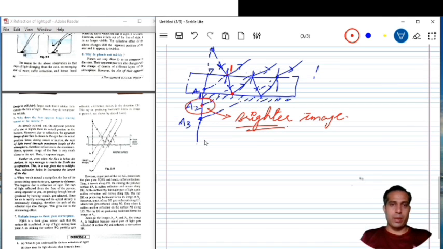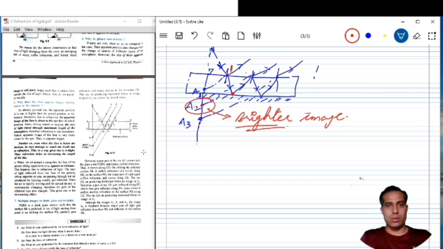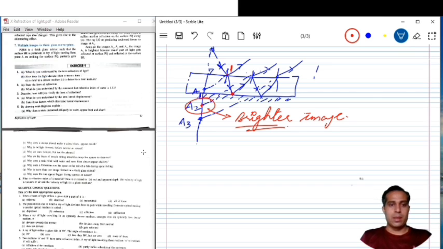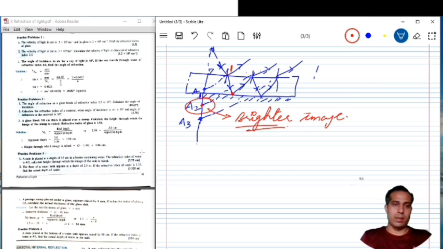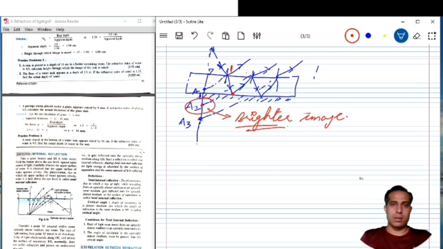So with this we have discussed the complete simple effects of refraction of light. We will start with the next topic next time. Numericals are based on this. That is an important topic, that is total internal reflection.